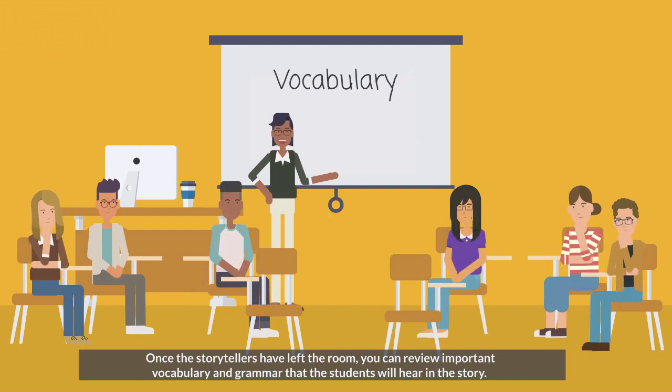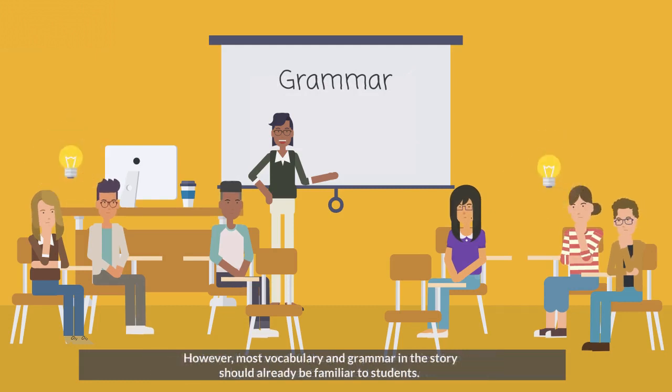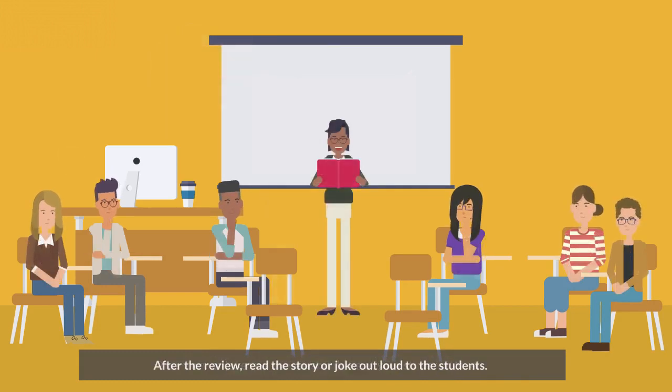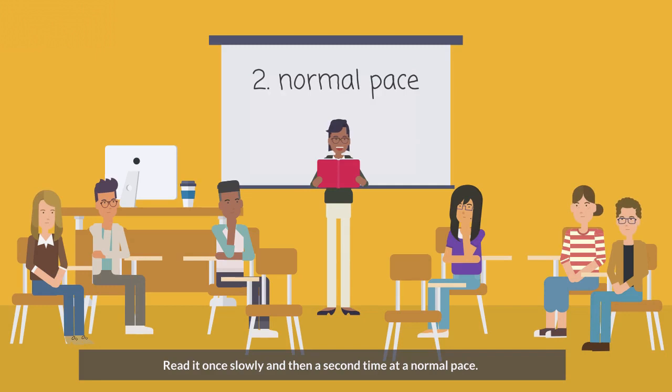Once the storytellers have left the room, you can review important vocabulary and grammar that the students will hear in the story. However, most vocabulary and grammar in the story should already be familiar to students. The story or joke you choose should be at your students' level. After the review, read the story or joke out loud to the students. Read it once slowly and then a second time at a normal pace.